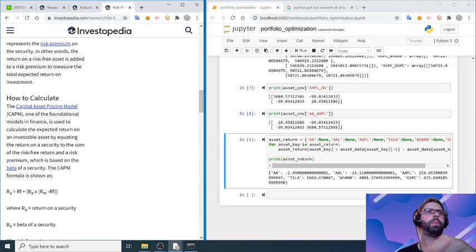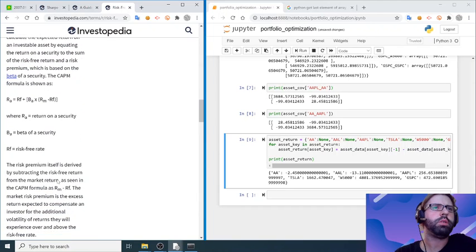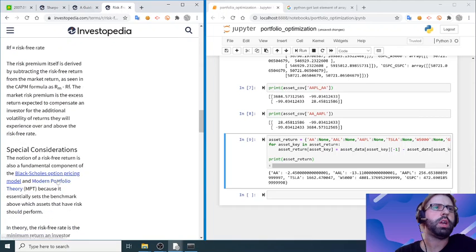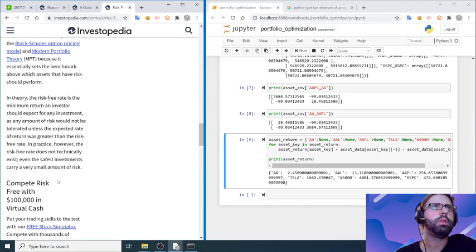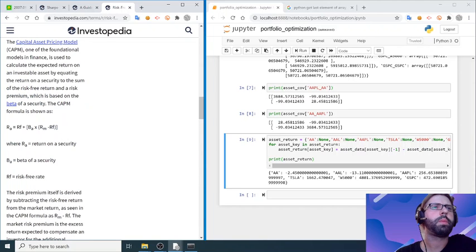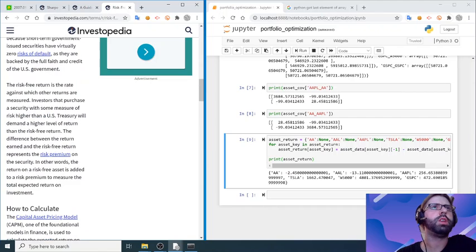The capital asset pricing model, one of the foundational models in finance, is used to calculate the expected return on an investable asset by equating the return on a security to the sum of the risk-free return and risk premium, which is based on the beta of a security. The formula shows these. Yeah, but how do I calculate these? Risk-free rate. The beta of a security. The return on a security. So what is the risk-free rate?